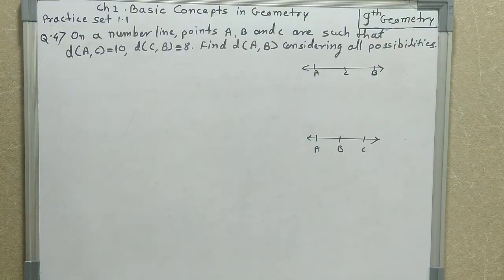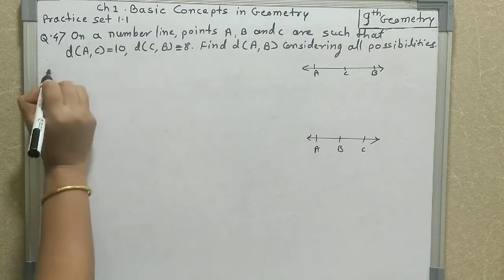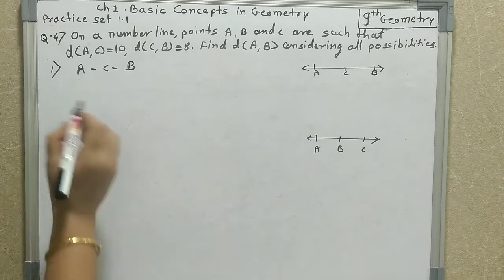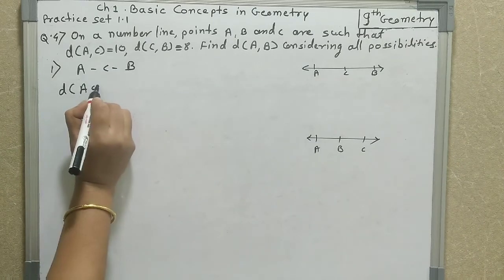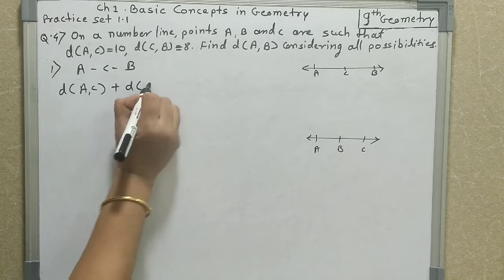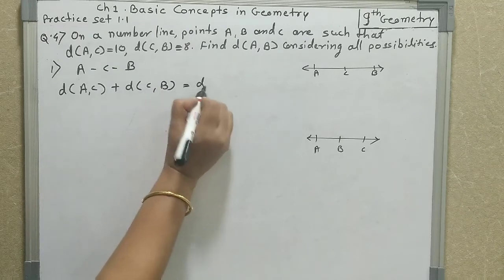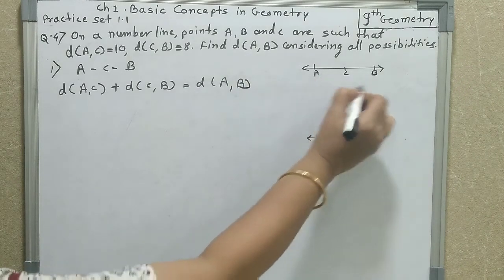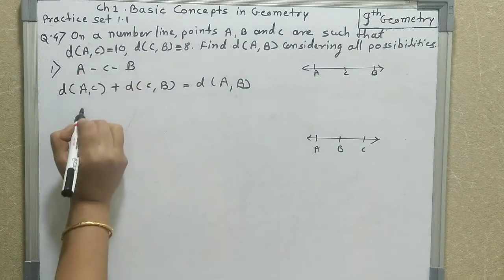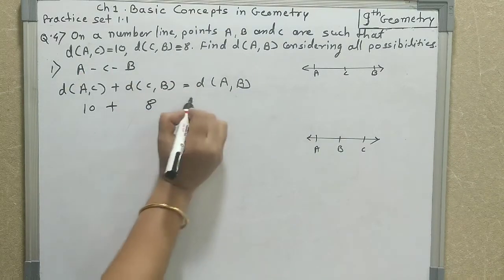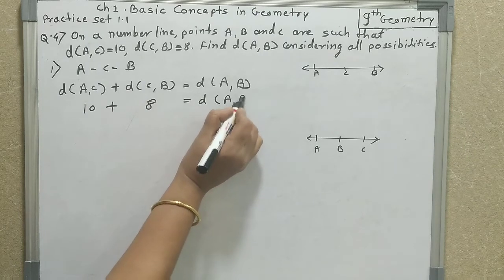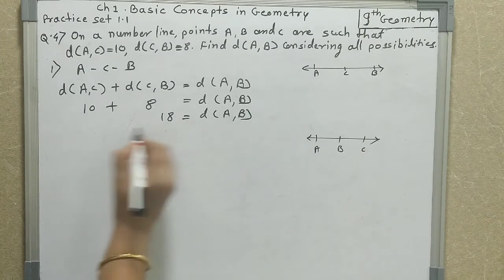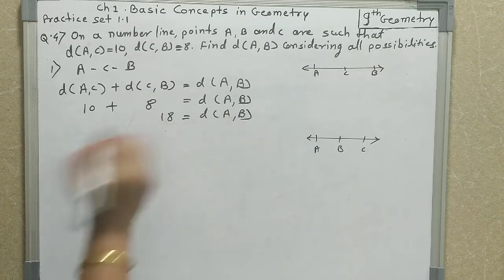Now these are the three points A, B, C such that in the first possibility the points are A-C-B. Now here the distance AC plus distance CB is equal to distance AB. Put the values: distance AC 10, 10 plus CB 8 is equal to distance AB. So what is the value? 18 is equal to distance AB. So this is the first possibility, that is, distance AB is equal to 18.